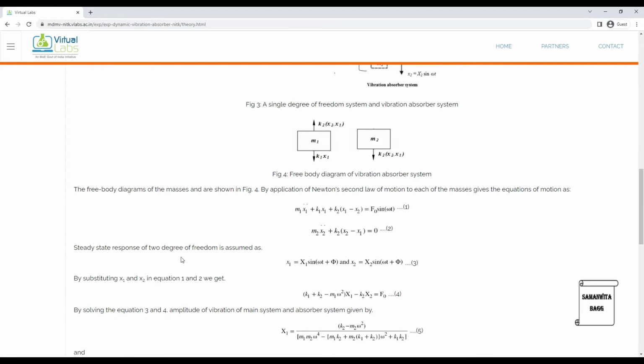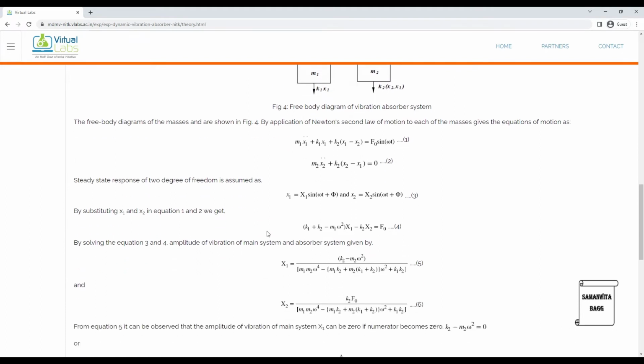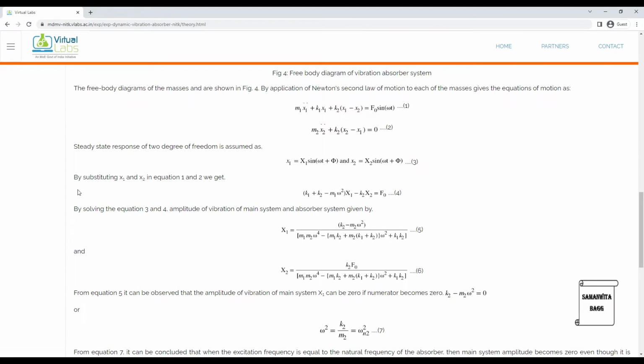Steady state response of 2 degree of freedom is assumed as x1 is capital X1 sine(omega t plus phi) and x2 is capital X2 sine(omega t plus phi). The phase has been kept the same. The amplitude has been changed like in the previous experiment. By substituting x1 and x2 in the equations 1 and 2, you will get this equation 4.